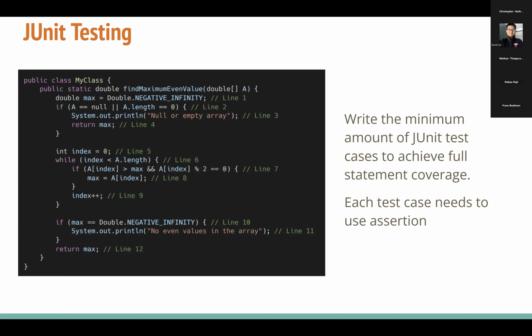So the question is to write the minimum amount of JUnit test cases to achieve full statement coverage. Full statement coverage means you need to make sure that each line of the code is run at least once. And make sure that each test case uses some form of assertion, assert equal. Simple. We have 3 minutes, I think that should be enough to think of the minimum amount of test cases to achieve full statement coverage.